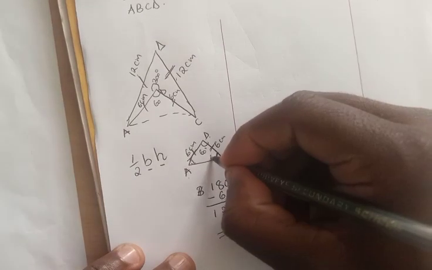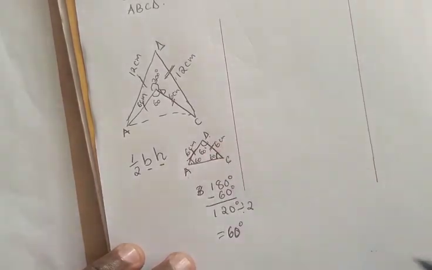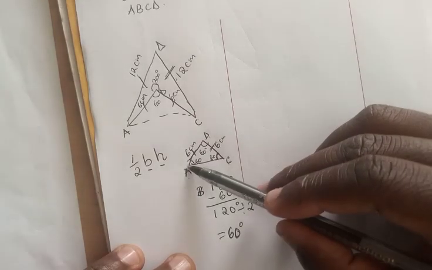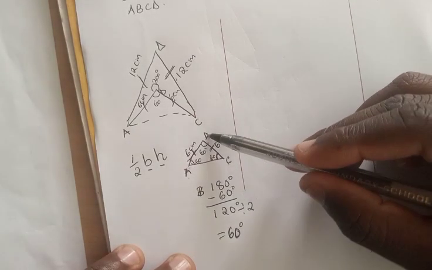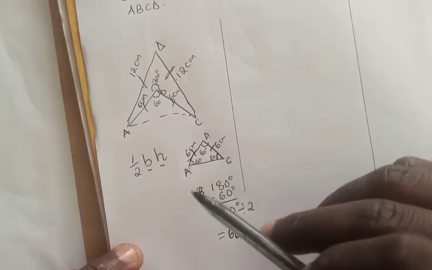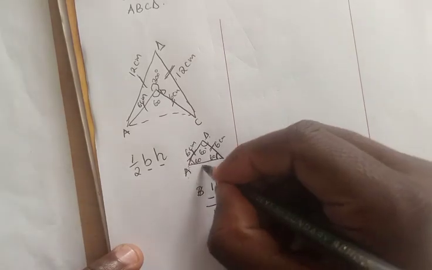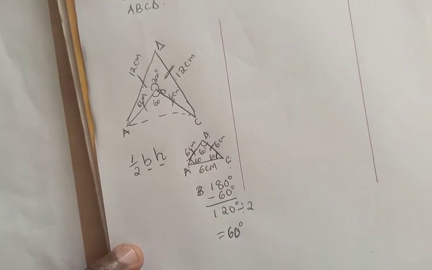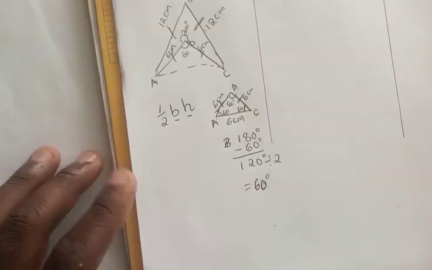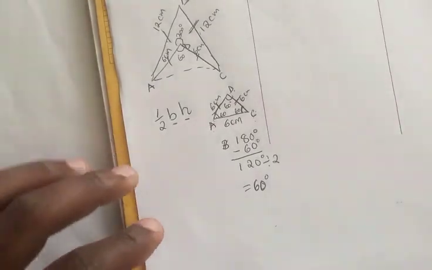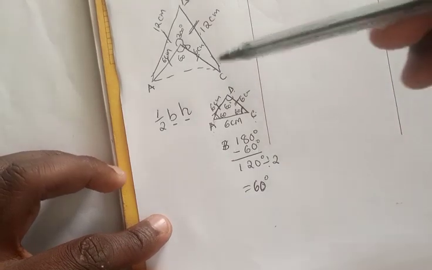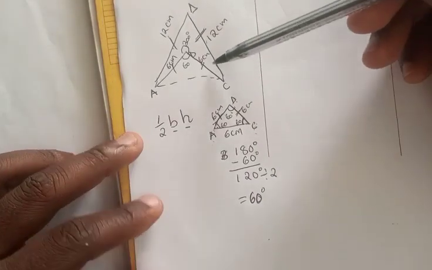degrees. If this angle is 60 degrees, this one is 60, it means also this line AD is equal to DC, which is equal to AC, and all of them are 6 centimeters. Now, since you have the base, you go back to your diagram. We have two triangles.